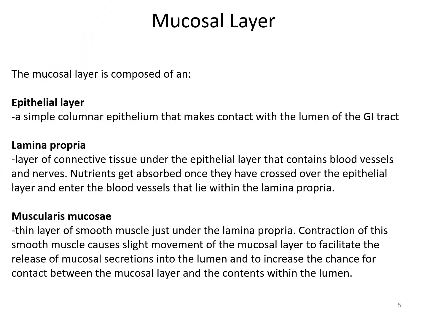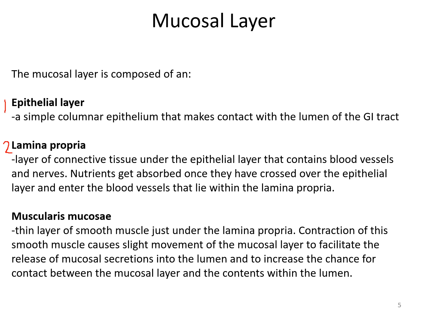Okay, so let's look at the mucosal layer. It's composed of 3 different parts. So you've got your epithelial layer, which is a simple columnar epithelium that makes contact with the lumen of the GI tract. Your lamina propria, connective tissue layer right underneath that epithelial layer, you've got blood vessels and you've got nerves in there.